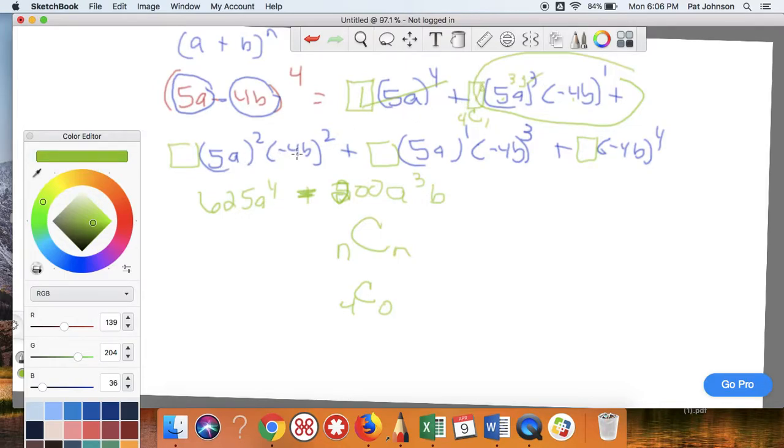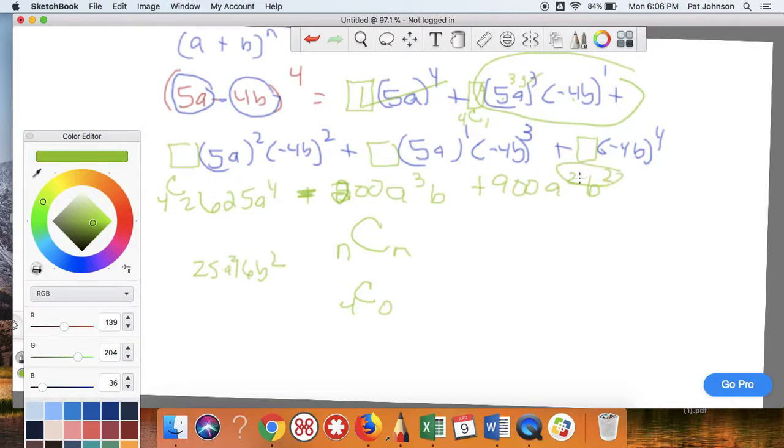So here, negative 4 squared is going to be 16b squared times 25a squared. And then this one's a third term, so it's going to be C4, 2. So math, probability, 3, 4, 2, which I believe is 6. So 6 times 25. So this coefficient is going to be plus 900 a squared b squared.